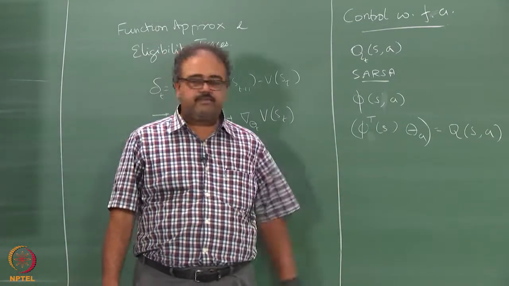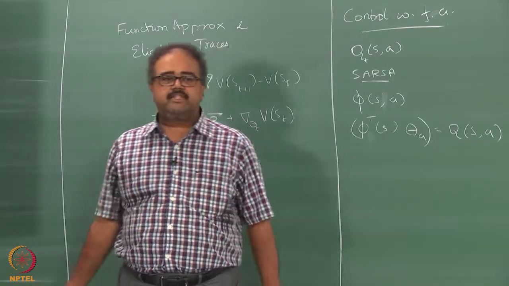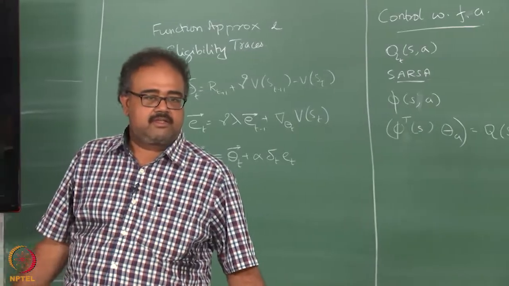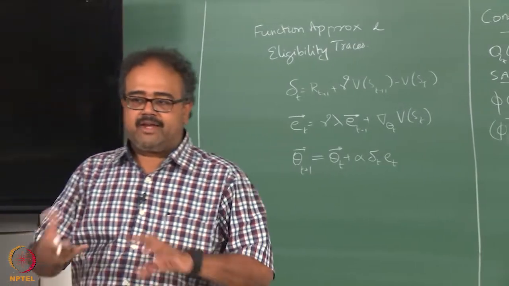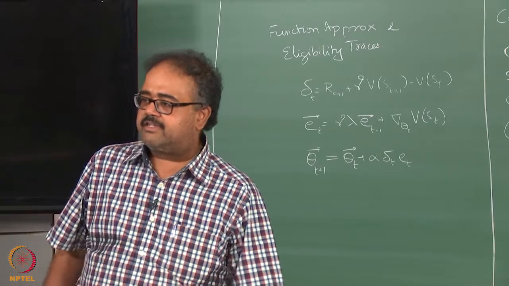I could have a different set of weights for each action. So this is essentially like saying that suppose I have 4 actions, I will have 4 different function approximators, but they will be trained in an interlinked fashion. So what do I mean by they will be trained in an interlinked fashion?